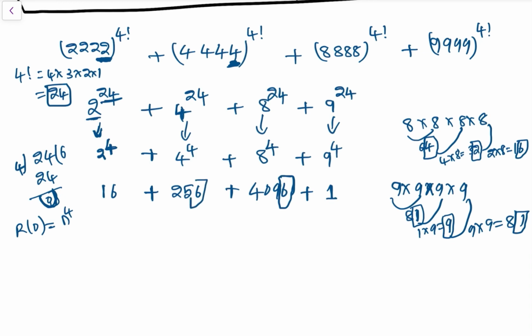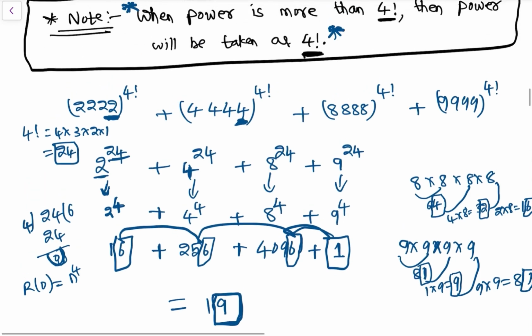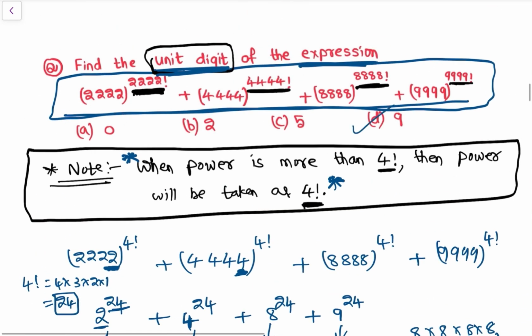So 1, 6, 6 have come, and we need to add all of these. 6 plus 6 is 12, 18, 18 plus 1 is 19. So 9 is the unit digit of this entire expression. So 9 is the answer, option D.